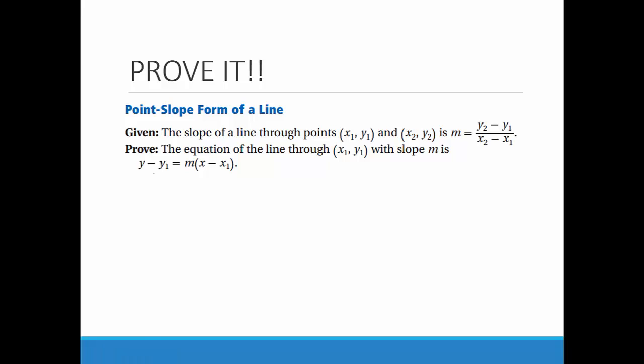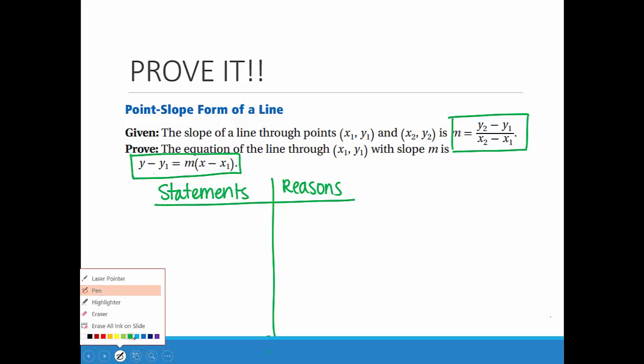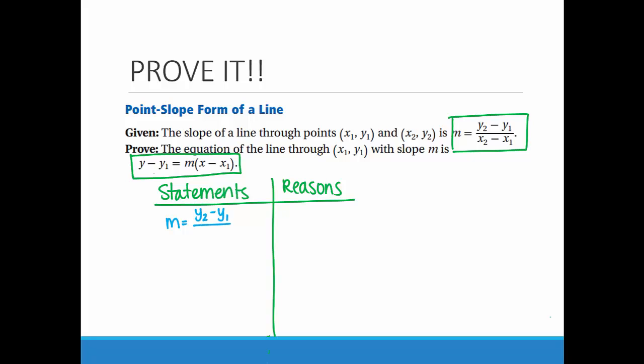So let's prove something. If I tell you that the slope is this formula right here, we need to somehow prove that that equals this right here. Now it looks very similar. So let's make our two-column proof. We have our statements and our reasons. So the very first statement we can write is that m equals y2 minus y1 divided by x2 minus x1, and that is given. And then remember what we're trying to get. We're trying to make it look like this.